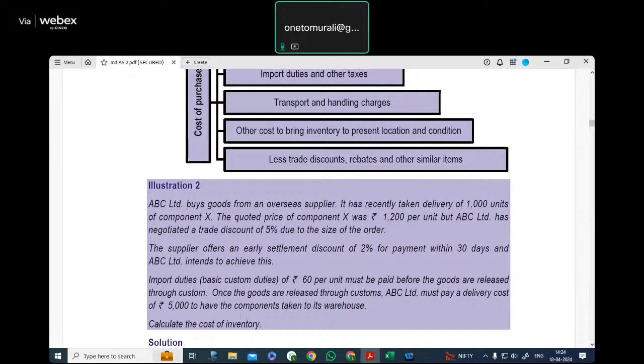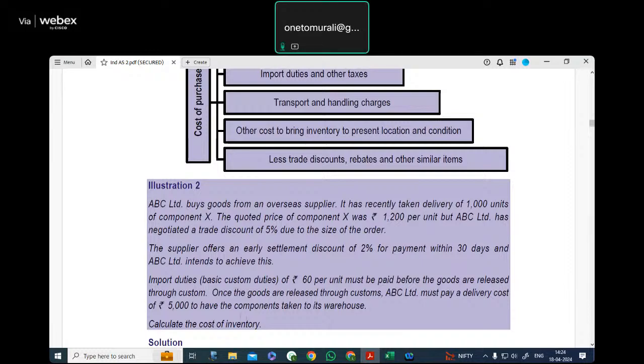1,000 units of component bought at 1,200 with a trade discount of 5%. That means you are expected to take about 95% of 1,200, and the early settlement cash discount of 2%, to be settled within 30 days, cannot be taken up as an adjustment towards the raw material cost. So therefore, we will take up trade discount but not cash discount.